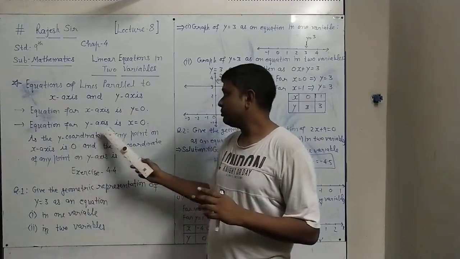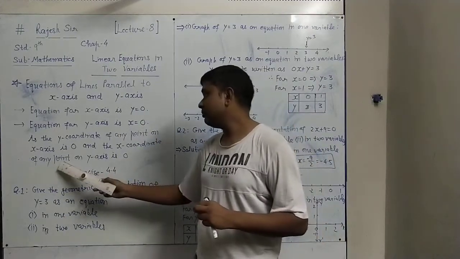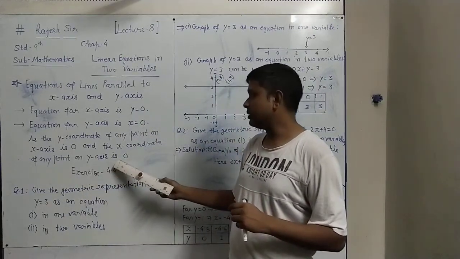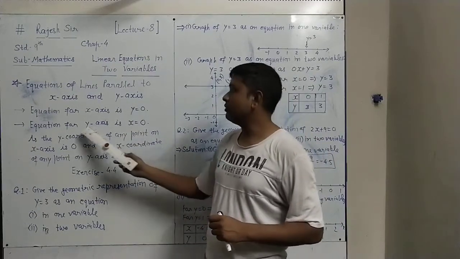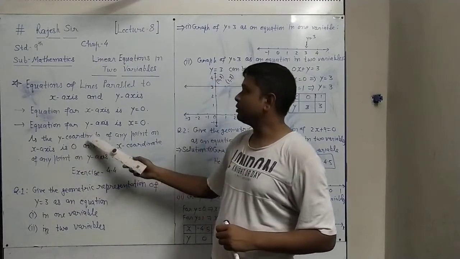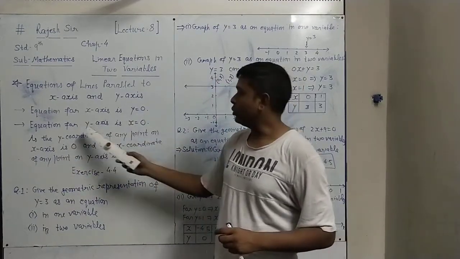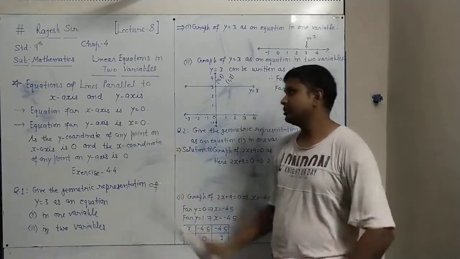So the y-axis equation is x equal to 0, as the x coordinate of any point on the y-axis is 0. So x equal to 0 is for the y-axis. On the x-axis, y is always 0, so y equal to 0. On the y-axis, x is always 0. The x coordinate is 0. This is it.